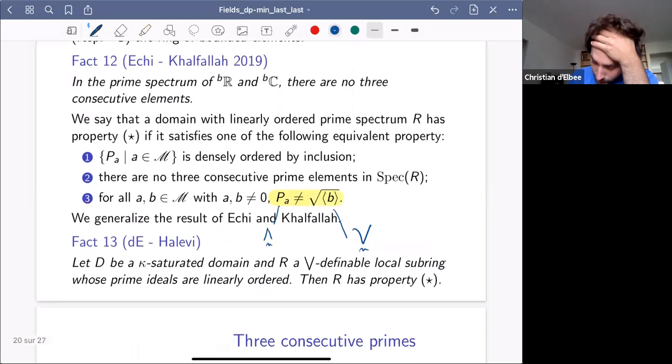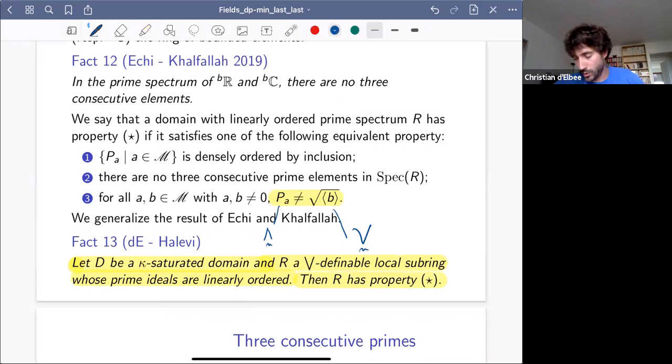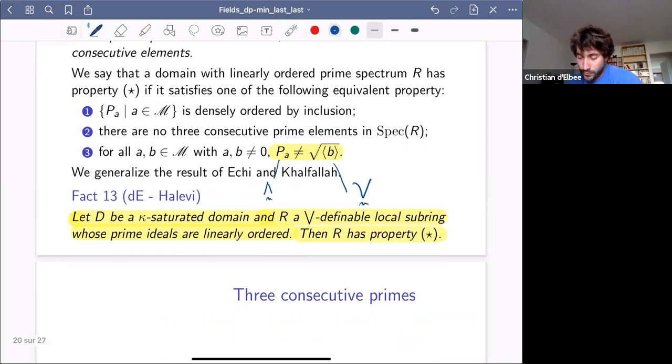So let me state it. Let D be a valuation domain and R a V-definable local subring whose prime ideals are linearly ordered, then R has property star. Okay, so it's really a matter of kappa-saturation, and basically it's a matter of compactness. So if you assume that it's not true, then you will have equality of two sets, one which is type-definable, the other one which is V-definable. And so you get some finiteness and contradiction.